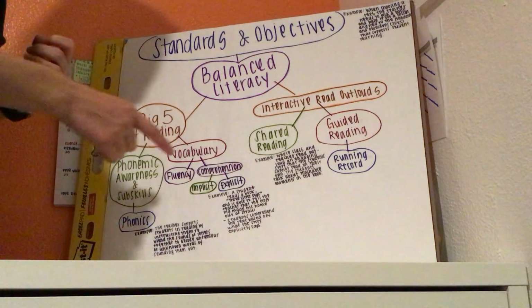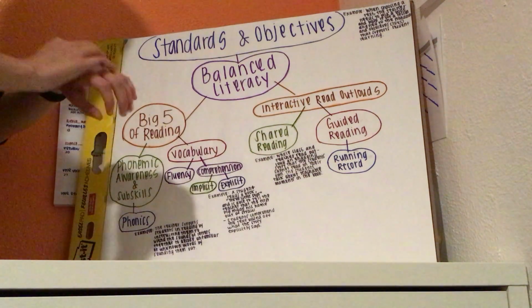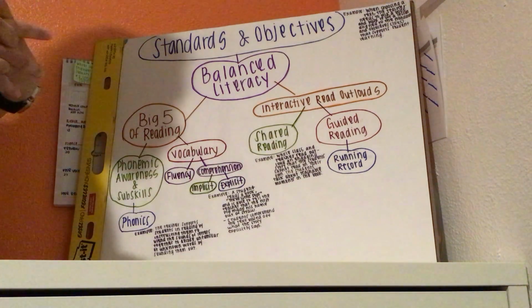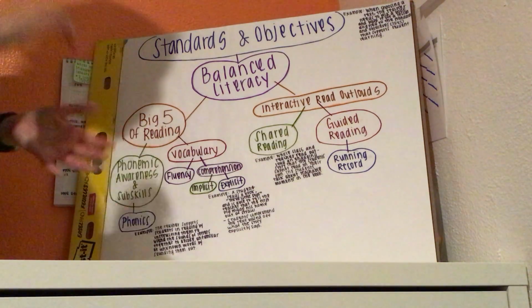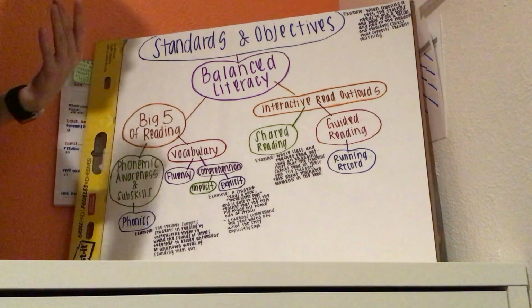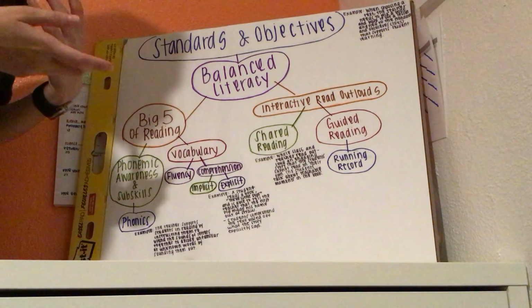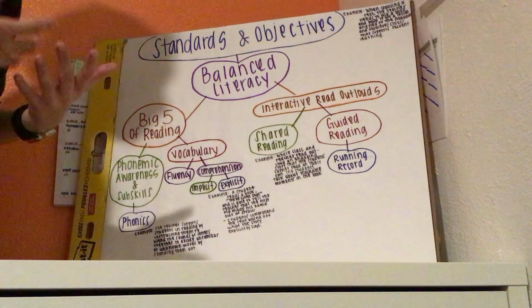So whenever we move on to interactive read-alouds, we have shared reading, guided reading, and a running record. Whenever we do shared reading, this basically takes place in the center of the classroom where all the students gather around the carpet or wherever they do the shared reading, and students will typically, with the teacher's help, because they're going to be reading a book that they can't independently read on their own.